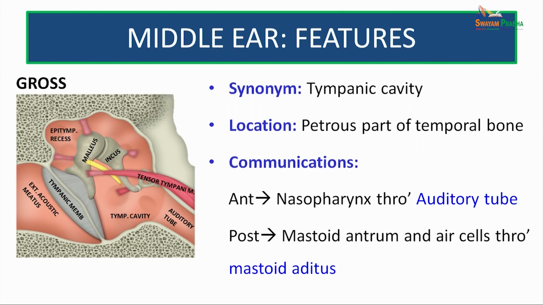To talk about the main features of middle ear, it is also referred to as tympanic cavity or tympanum. It is located within the petrous part of the temporal bone and it communicates anteriorly to the nasopharynx through the auditory tube, and posteriorly it communicates to the mastoid antrum and air cells through the mastoid aditus.